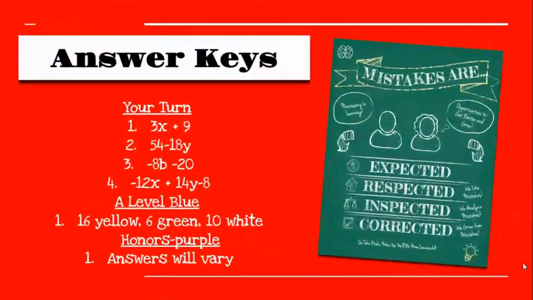So here's the answers. Your turn number 1 was 3x plus 9. Number 2, 54 minus 18y. 3, negative 8b minus 20. And 4 with the 3 terms, negative 12x plus 14y minus 8. The A level, you needed 16 yellow dice, 6 green dice, 10 white dice. And then honors, I'm super excited to see your answers.